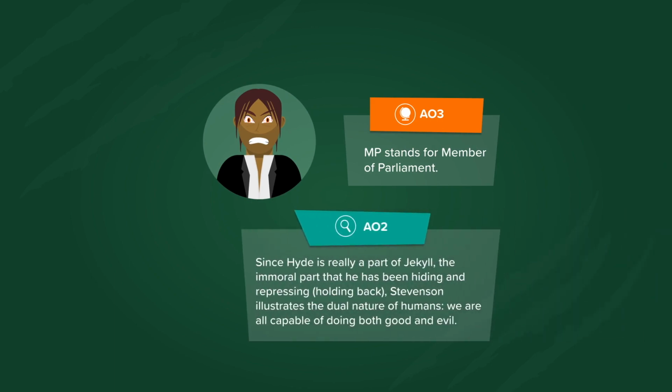Since Hyde is really a part of Jekyll, the immoral part that he has been hiding and repressing, which means holding back, Stevenson, through Jekyll and Hyde, illustrates the dual nature of humans. We are all capable of committing both good and evil acts.